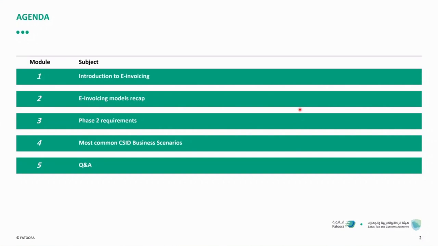In today's session, we're going to go over a quick introduction to e-invoicing, and then we're going to have some recap about e-invoicing models. We're talking about the B2B and B2C. And then we're going to dig deeper into the phase 2 requirements. And then we're going to showcase some of the most common CSID or cryptographic stamp ID business scenarios and how to deal with them. And then finally, we're going to open the floor for some Q&A.